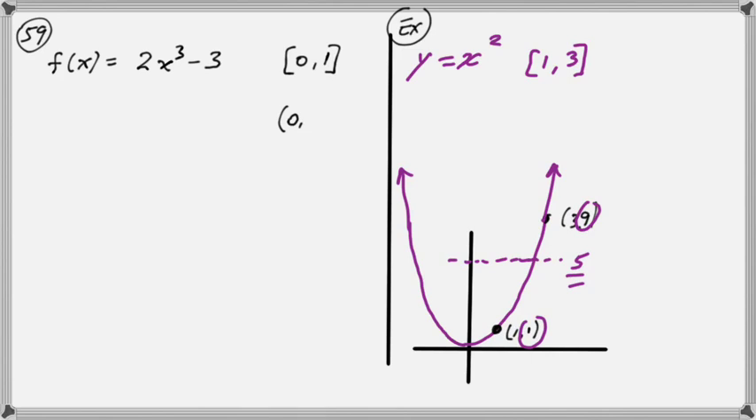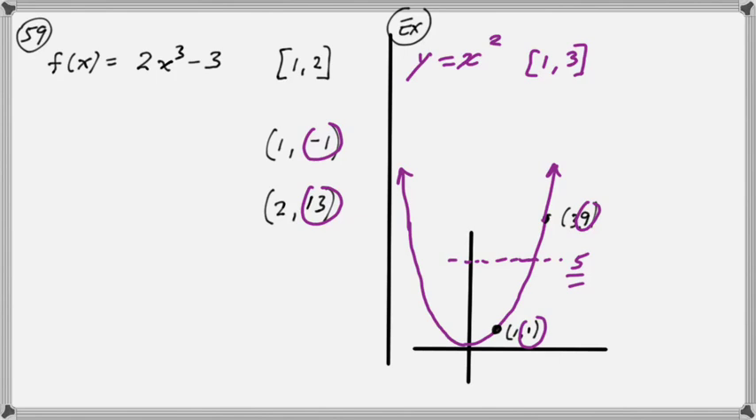59, if you put in a 0, what do you get out? Negative 3. If you put in a 1, what do you get out? 2 minus 3, negative 1, right? I have the wrong interval here. It's not 0 to 1. This interval is what? 1 to 2. If you put in a 1, what do we get out? 2 minus 3, negative 1. If you put in a 2, you get 8. 16 minus 2, 13. Can it go from a negative to a positive without somewhere crossing through a 0?